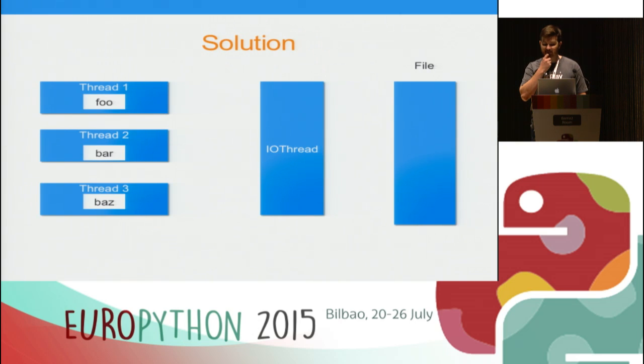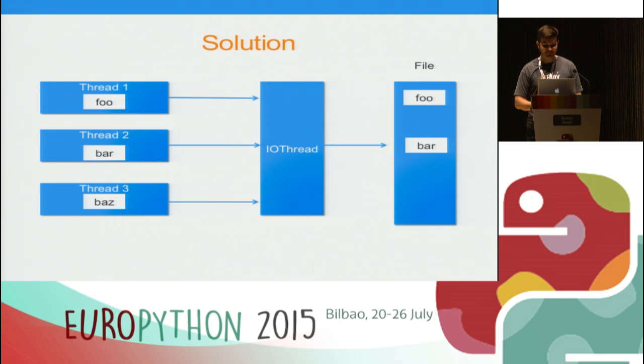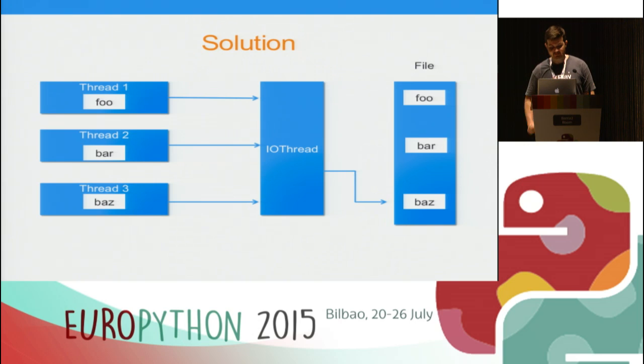So our solution to that was to add an IO thread to limit the amount of concurrent interactions with the file. Here we take the normal 3 threads, and they pass on their data to this IO thread, which will then sequentially write the data to the file. Note that the bottleneck here is not the IO thread, as making the request across the network and retrieving the data is much slower than writing it to the file.